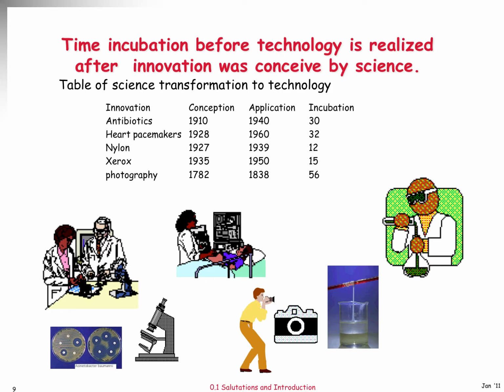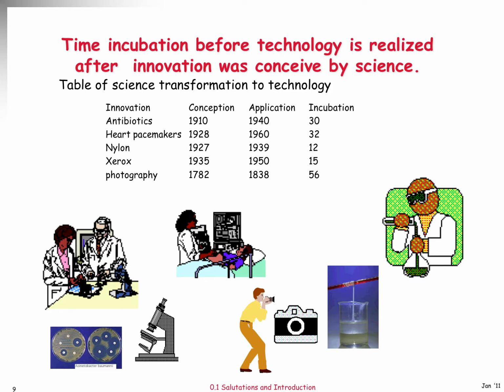The heart pacemaker was conceived in 1928, but the first heart pacemaker wasn't put into use until 1960. That's a 32-year incubation period. Nylon, that chemical, was first conceived in 1927. We finally made nylon stockings and parachutes in 1939. That's a 12-year incubation period.